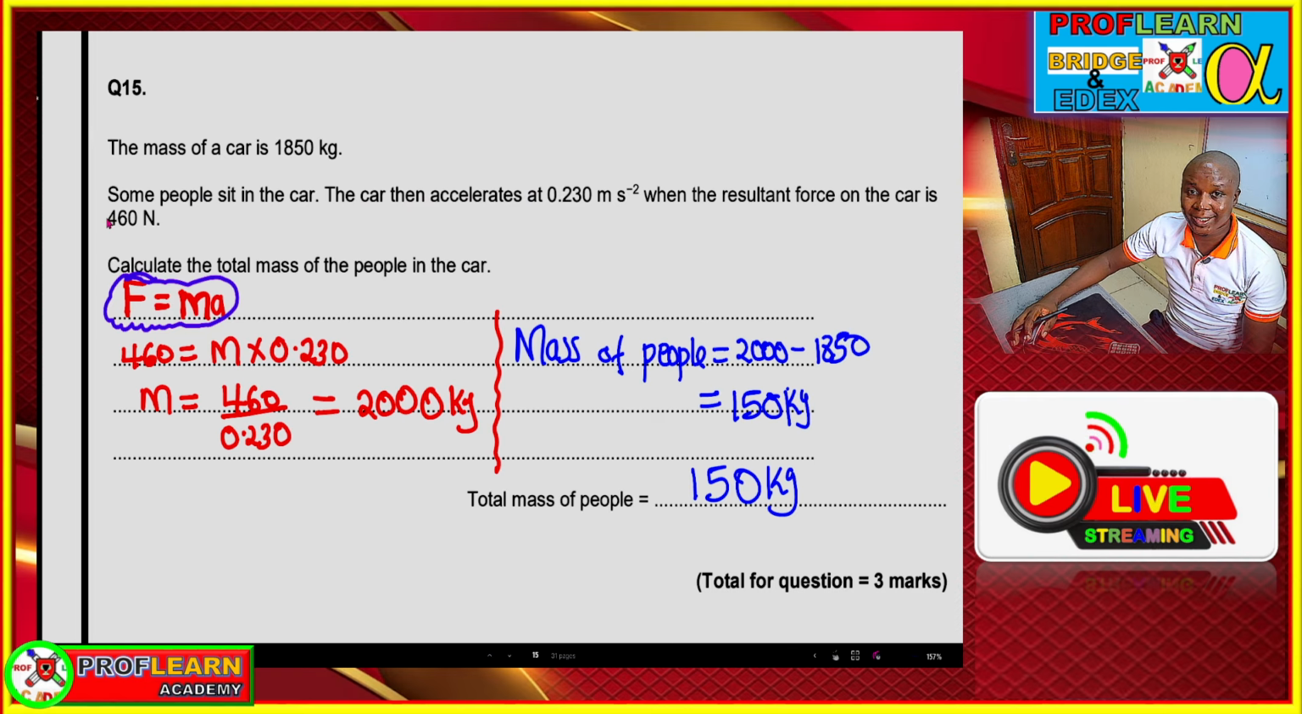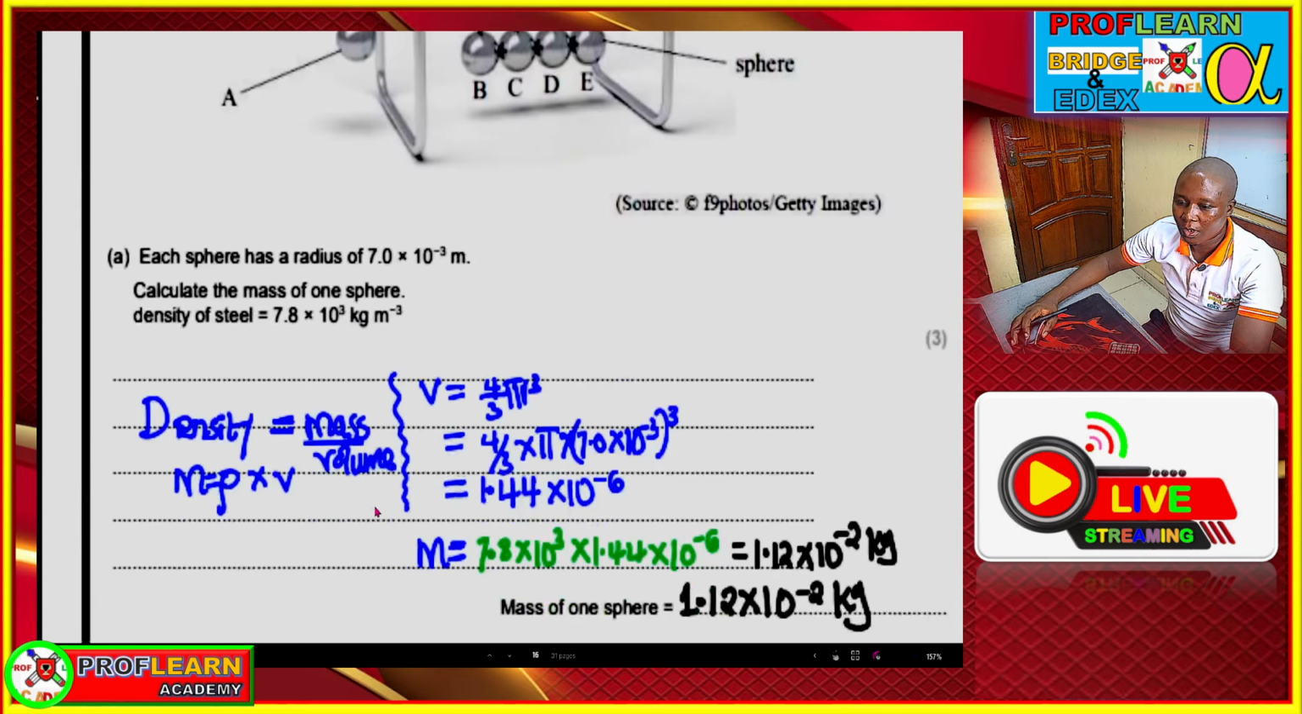So we are going to use the resultant force and the acceleration that is provided, so that we are able to get the mass. And once you have the mass, you can go ahead now to work out the mass of the passengers, or the mass of the people inside there, because we know the mass of the car plus the mass of our people is going to add up to 2000. So we have to subtract and get that value.